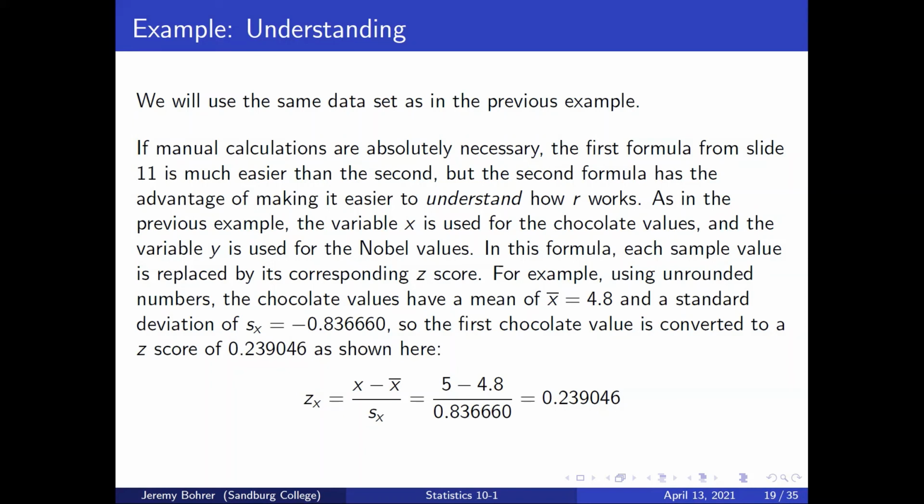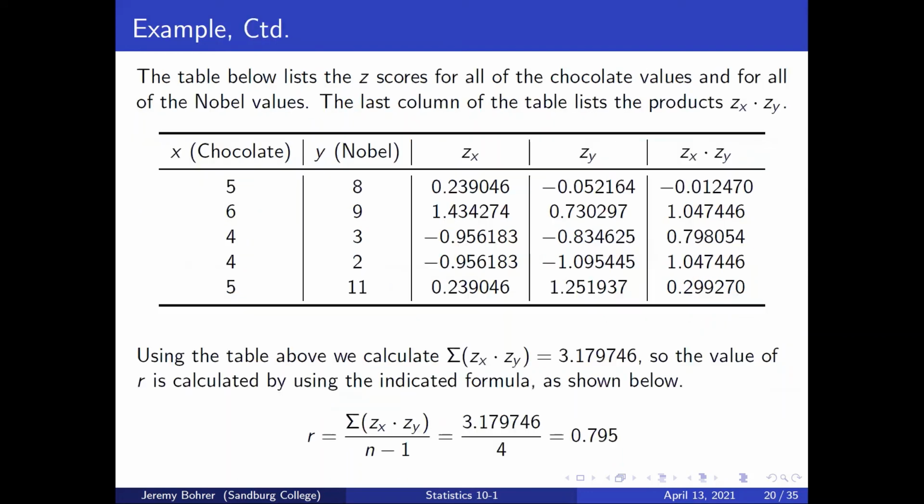For example, using unrounded numbers, the chocolate values have a mean of x bar equals 4.8 and a standard deviation of Sx equals 0.836660. So the first chocolate value is converted to a z-score of 0.239046 as shown here. The table below lists the z-scores for all of the chocolate values and for all of the Nobel values. The last column of the table lists the products Zx times Zy.